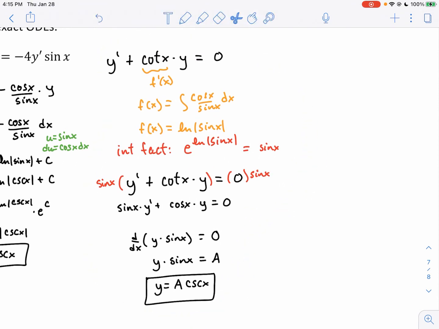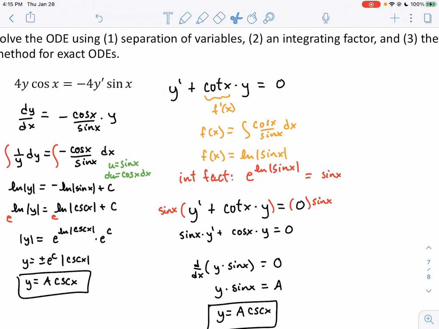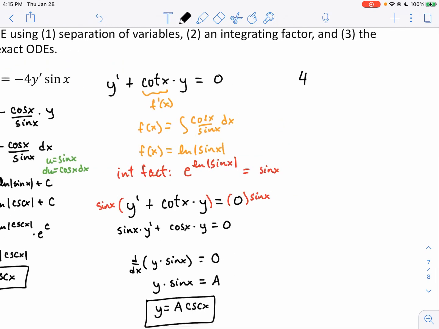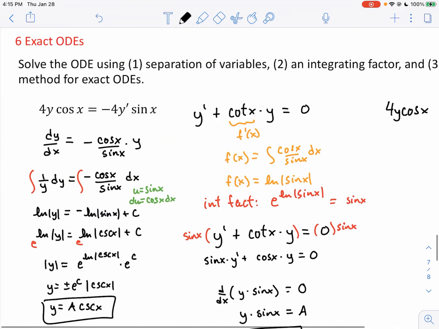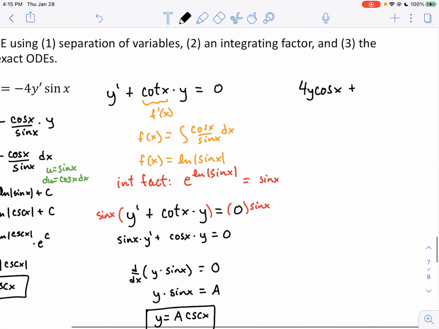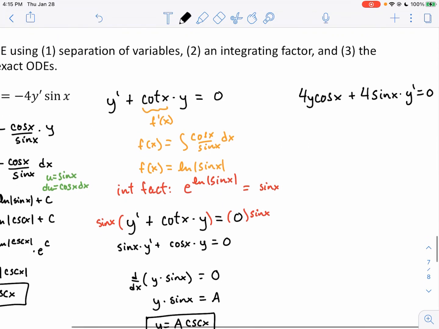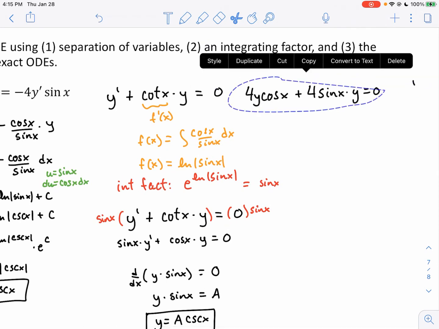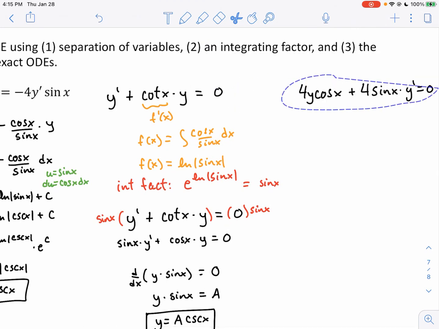I'll move that slightly. And that is we can start right here with this form, or better yet, start with that form, add the 4y prime over to the left side, so we have 4y cosine x plus 4 sine x times y prime is equal to 0. So this right here is our M, plus N, which is that function, times y prime is equal to 0.